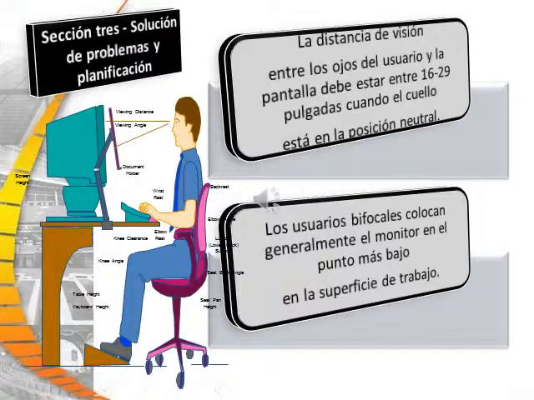Here we can see a visual depiction of the proper viewing distance. The viewing distance between the user's eyes and the screen should be between 16 and 29 inches when the neck is in a neutral position. Bifocal users will position the monitor at the lowest point of the work surface.